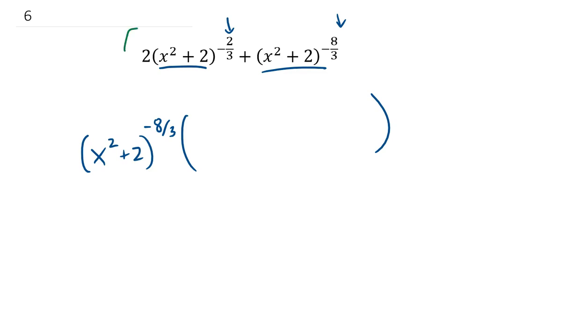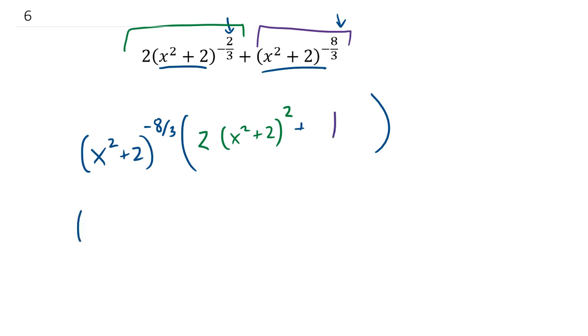From this first piece, I have 2 x squared plus 2 to the, I had -2/3, I took away -8/3. -2/3 minus -8/3 makes -2/3 plus 8/3, which makes 6/3, which is 2. And then I have plus whatever I get from this term, which I took away that whole term, so what am I left with is 1.